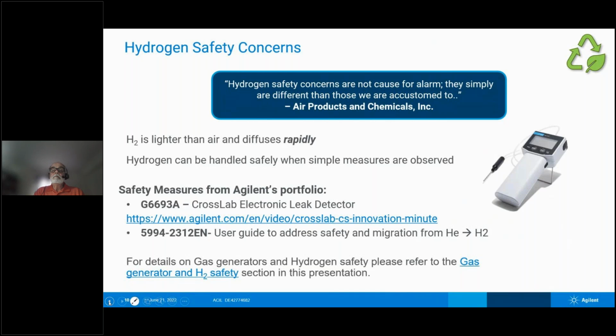So the first thing I want to bring up is that people often have hydrogen safety concerns. Here's a quote from Air Products, where hydrogen safety concerns are not a cause for alarm. They simply are different than those we're accustomed to. One of the things to point out is hydrogen is lighter than air and diffuses very rapidly. So it doesn't do things like methane, where it will pool in an area and then cause a big problem. And it can be handled safely when simple measures are observed.